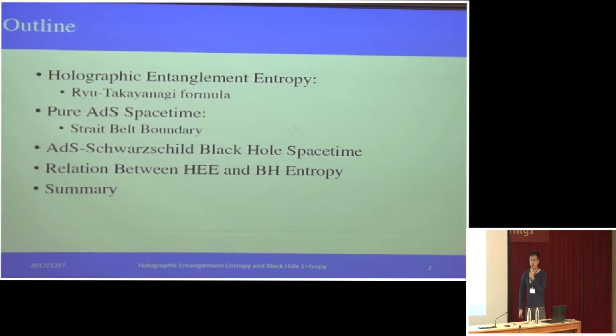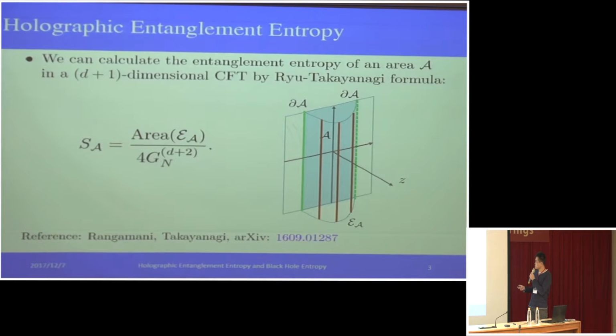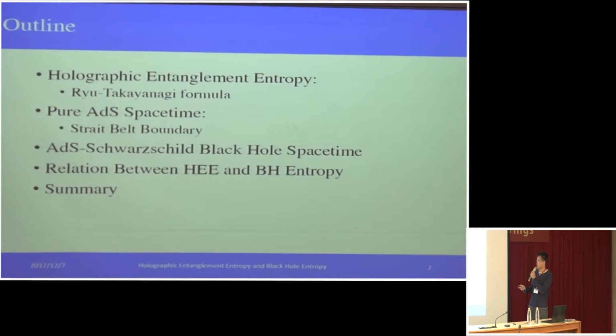Okay, here's the outline of my talk. First, I will introduce what is holographic entanglement entropy. You will see how we calculate the holographic entanglement entropy of a d-dimensional conformal field theory using the d+1 dimensional ADS spacetime. Then I will show you the case we have calculated, the pure ADS spacetime, which means there are no matter fields in it, and it corresponds to the ground state of our d-dimensional CFT.